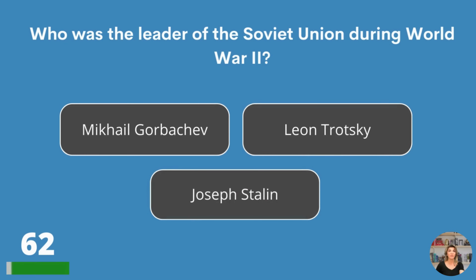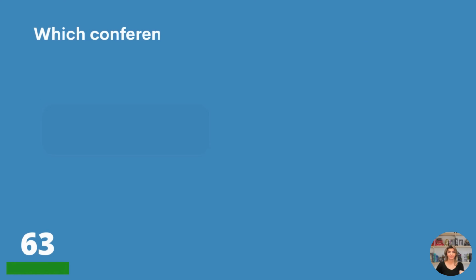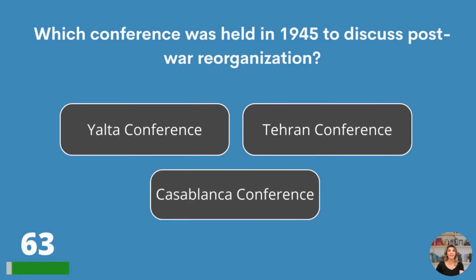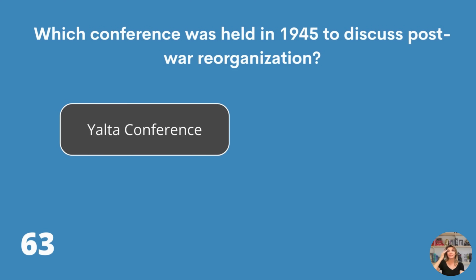Who was the leader of the Soviet Union during World War II? Mikhail Gorbachev, Leon Trotsky, or Joseph Stalin? Joseph Stalin. Which conference was held in 1945 to discuss post-war reorganization? Yalta Conference, Tehran Conference, or Casablanca Conference? The Yalta Conference.